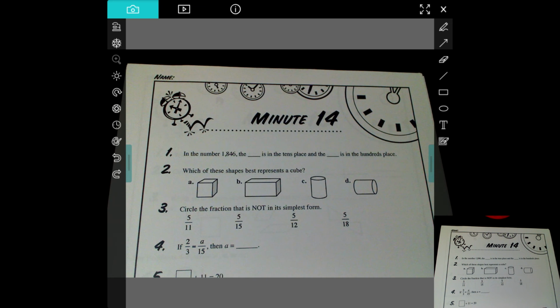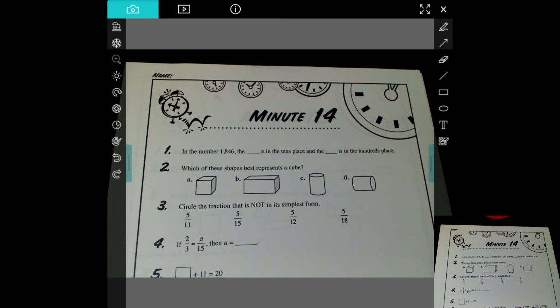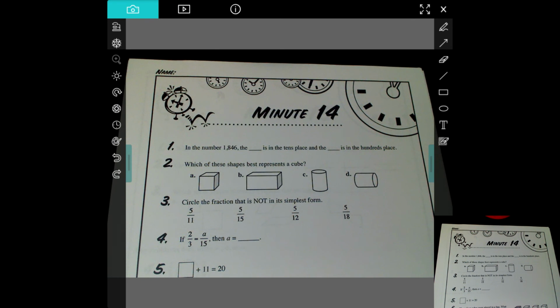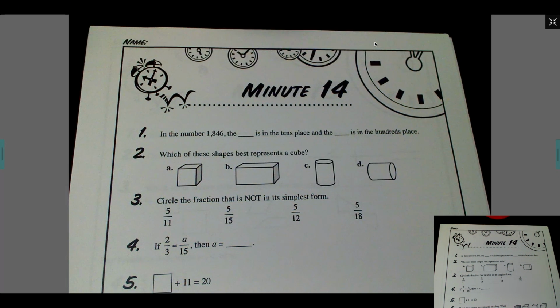Welcome back to the second part of our Math Minute Madness for Tuesday. We are looking at Math Minute 14, so if you'll have that available to you to make sure that you did things the way you were supposed to, let's check out the answers.